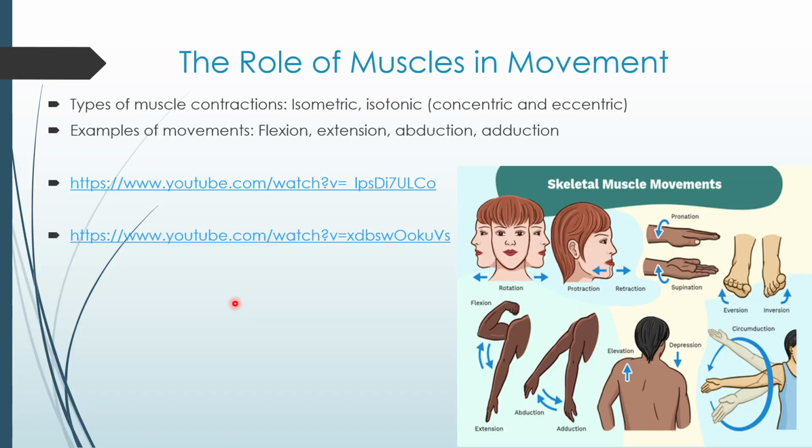Now coming back to this, the role of muscles in movement involves types of muscle contractions: isometric and isotonic, concentric and eccentric. That's what you call them in medical terms. Once you look into this image, you can clearly understand. Examples of movements are flexion, extension, abduction, and adduction. You can see here. I have again attached these two links which are very important to you.